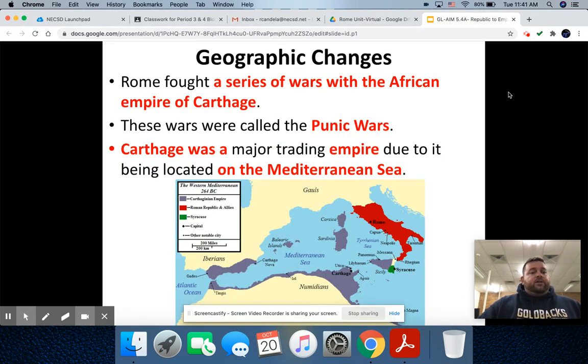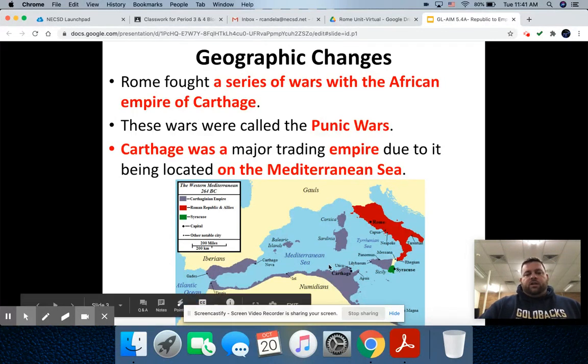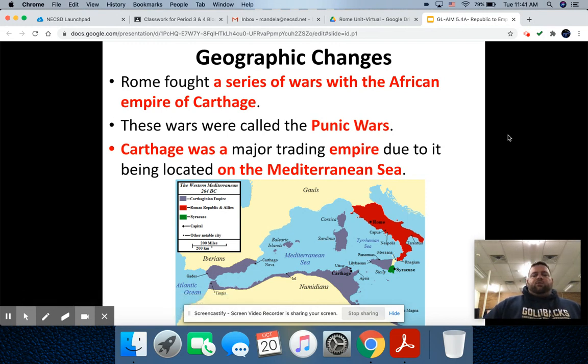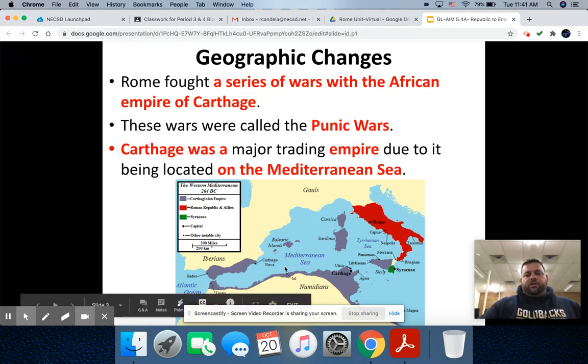So, geographic changes. Rome fights a series of wars with the African empire of Carthage, indicated on the map here in this purple area. You can see what they're after: the coastal territories that border the Mediterranean Sea. This tells us where the priorities lie. There's a reason why Carthage is not particularly interested in controlling inland Africa. There's strategic advantage to controlling the territories indicated in purple. In red is the Roman Republic, and in purple is the Empire of Carthage.